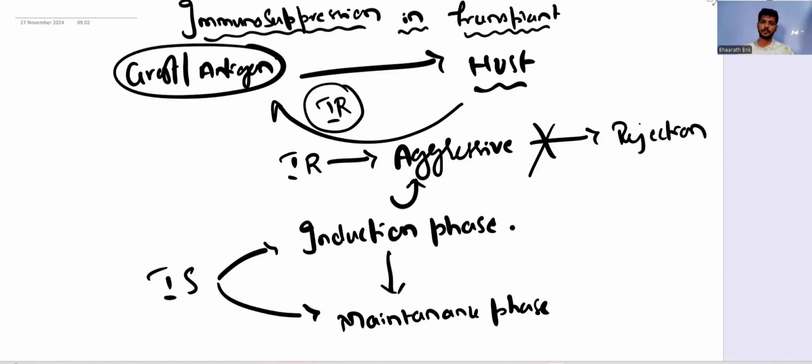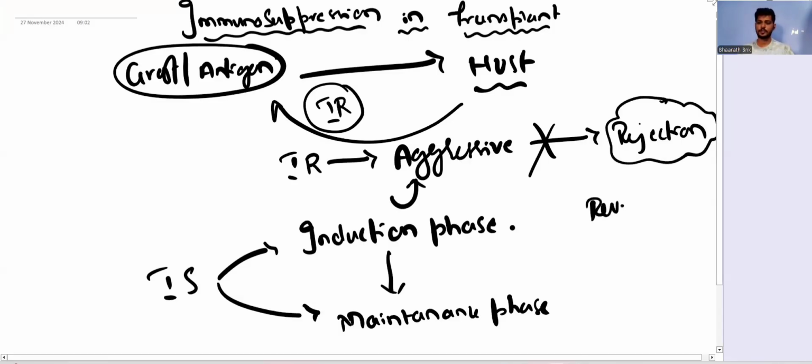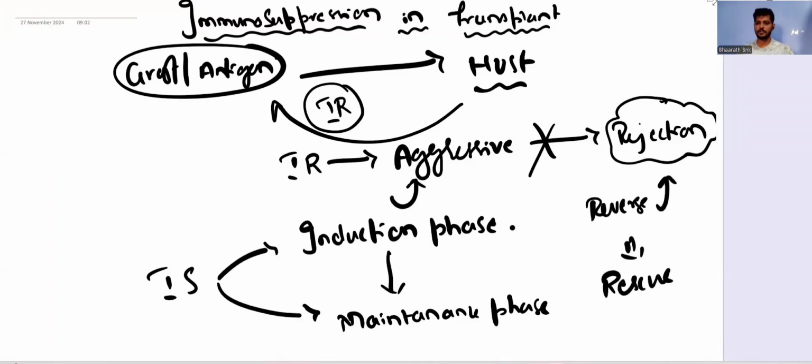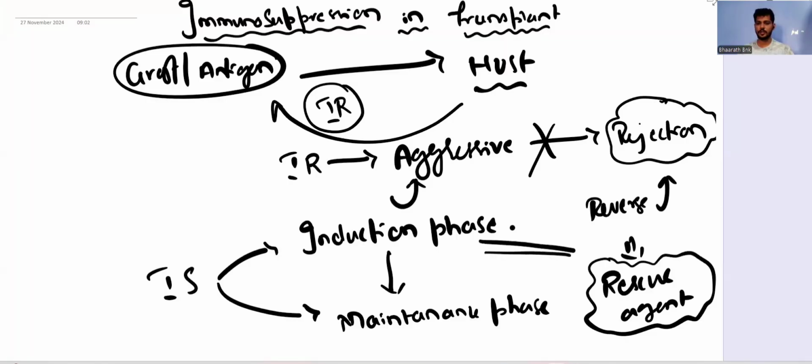But if for some reason the rejection has already happened and you want to reverse it, then you give certain drugs which are called rescue agents. Rescue agents are the drugs which reverse the rejection that is already under way. Most of the time, the drugs used for induction also work as rescue agents because they're more aggressive. So when you plan to give these drugs, there are various ways where you can suppress this immune system.